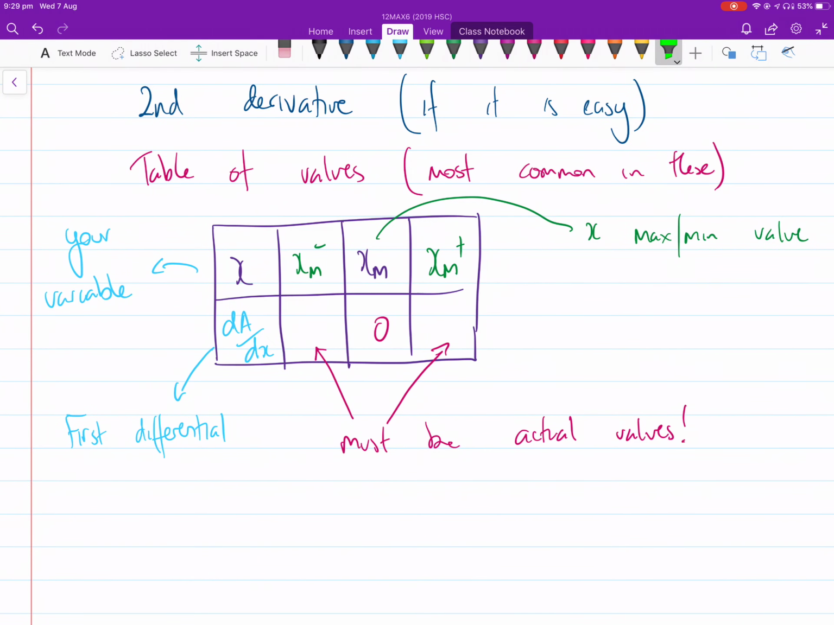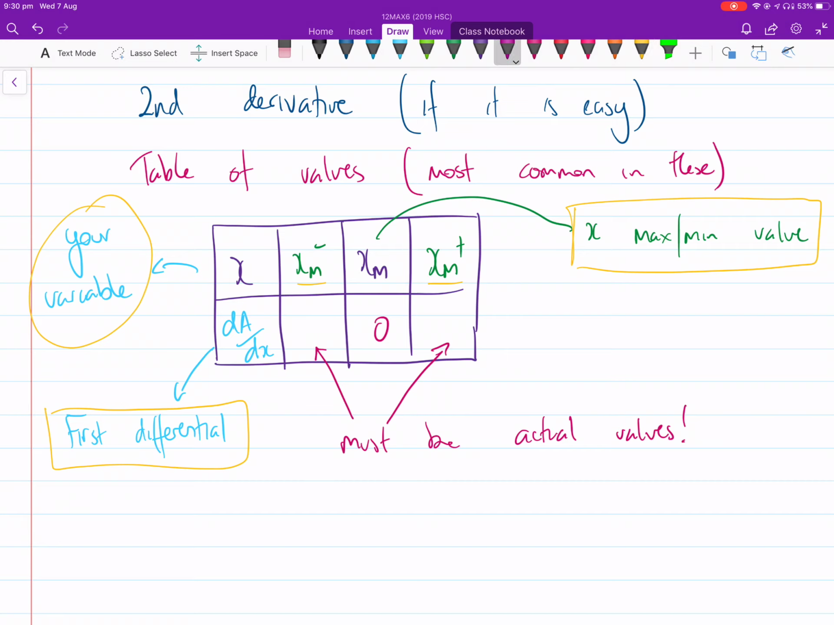Essentially, just the setup here, you have whatever variable that you started with here in your top row, like normal. This is the first differential of what you want to maximize or minimize. In this case, I just used A, but it's volume, it's length, it's whatever you want to maximize or minimize. Then you have the actual value that you're testing. So the maximum value that goes in the middle there. And then you check a number that's slightly bigger, slightly smaller than that number.